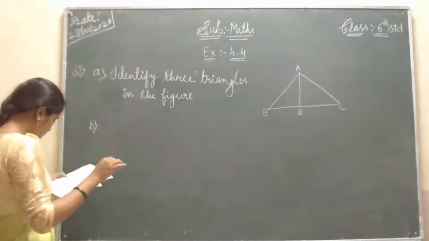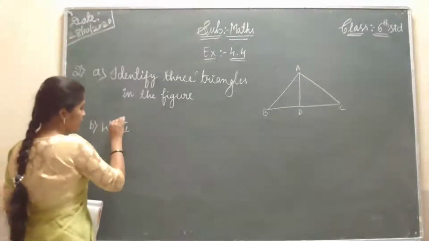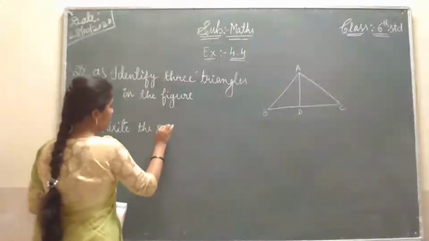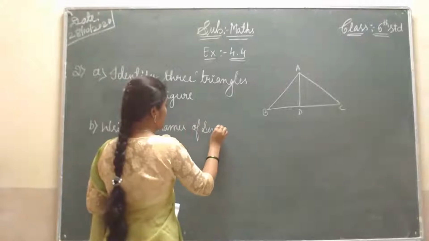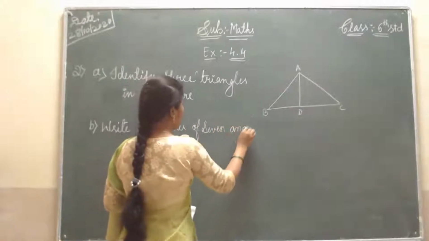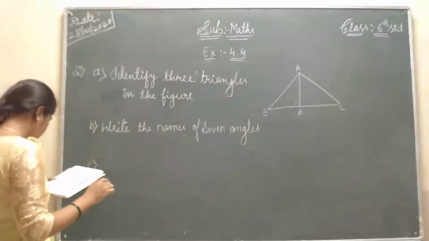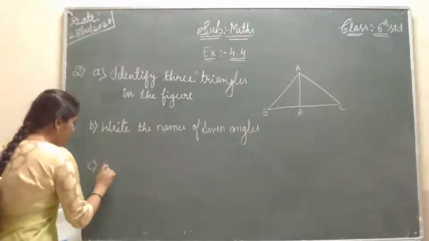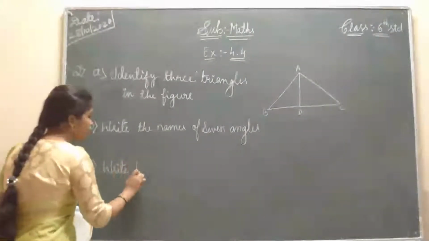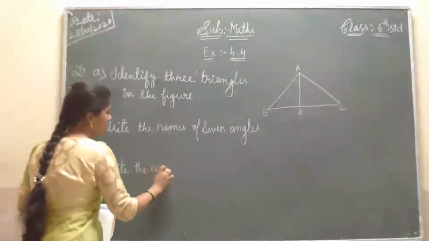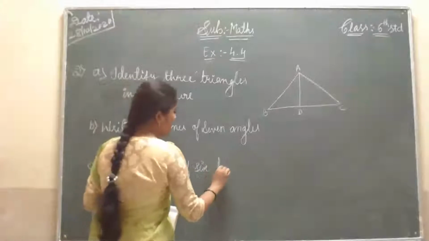B, write the names of 7 angles. C, write the names of 6 line segments.